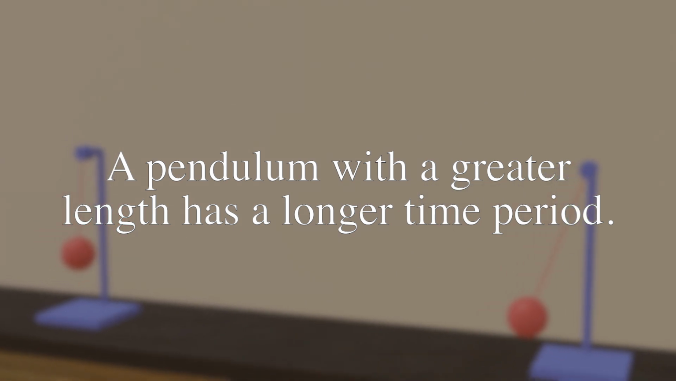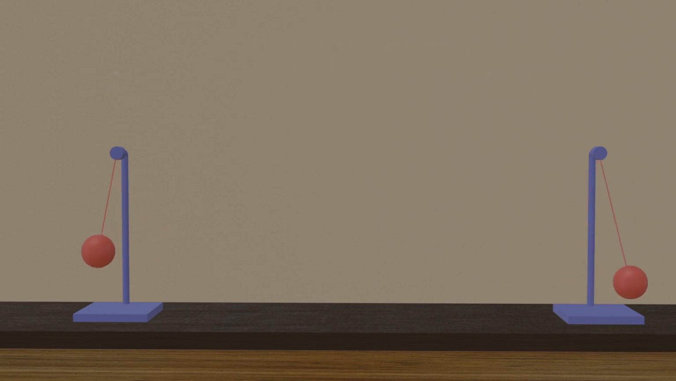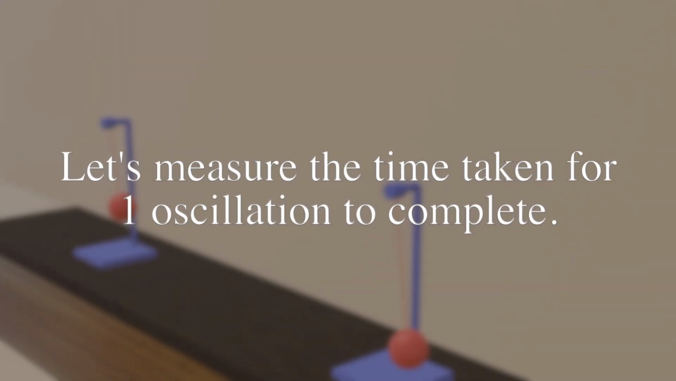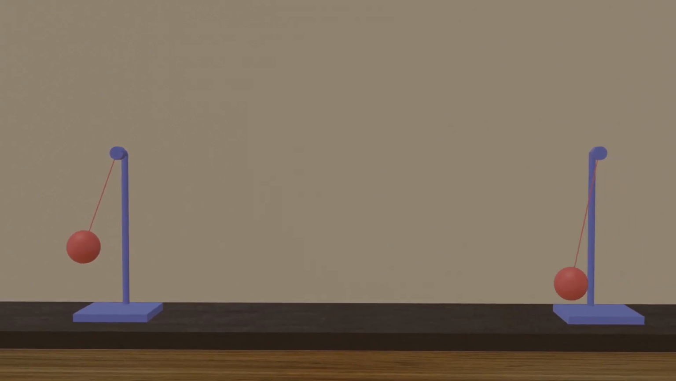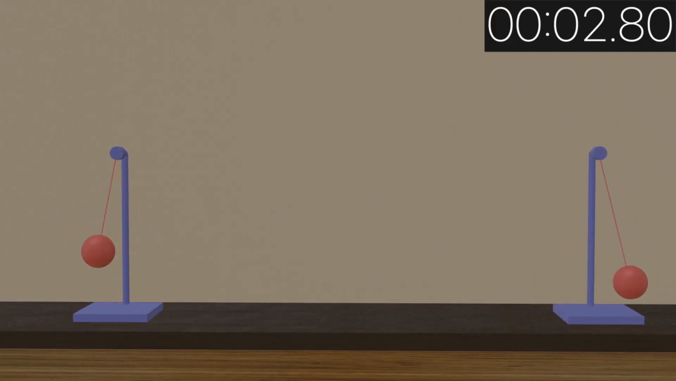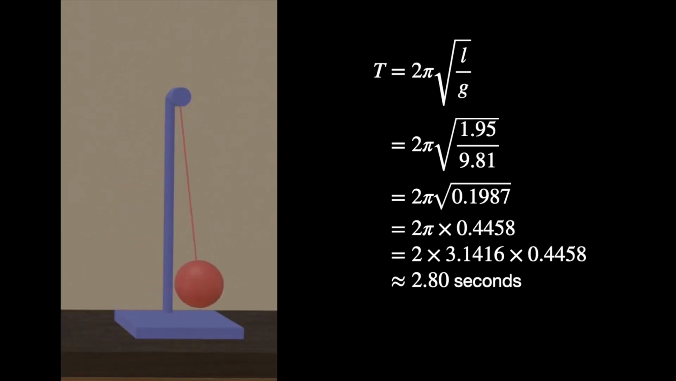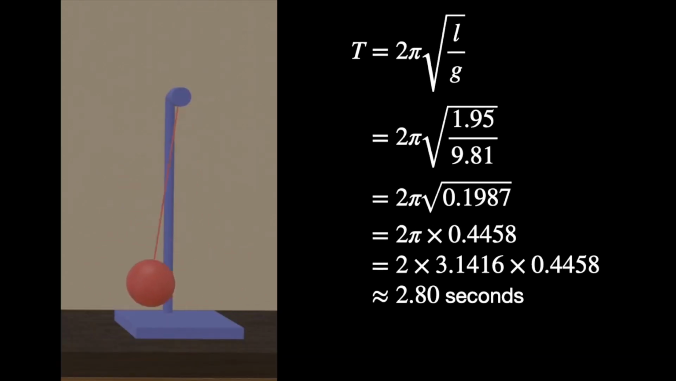A pendulum with a greater length has a longer time period. The length of the second pendulum is 1.95 meters. Let's measure the time taken to complete one full oscillation. Start. Stop. It is 2.80 seconds. You can verify that using the equation.